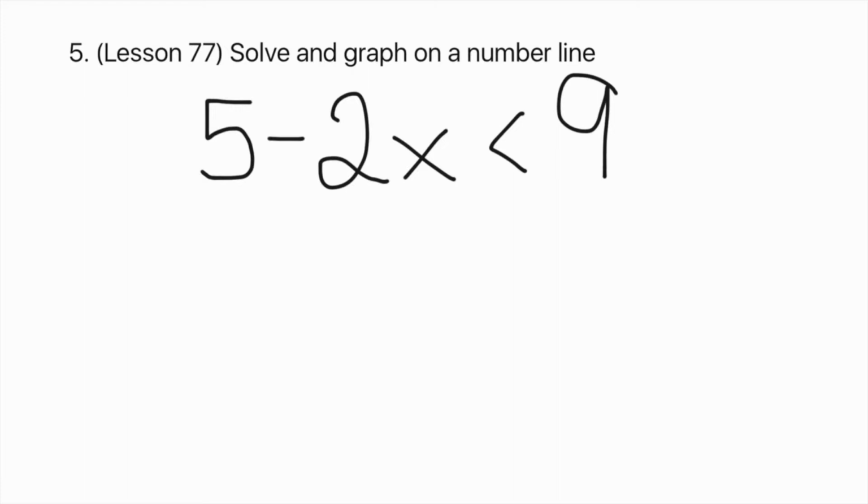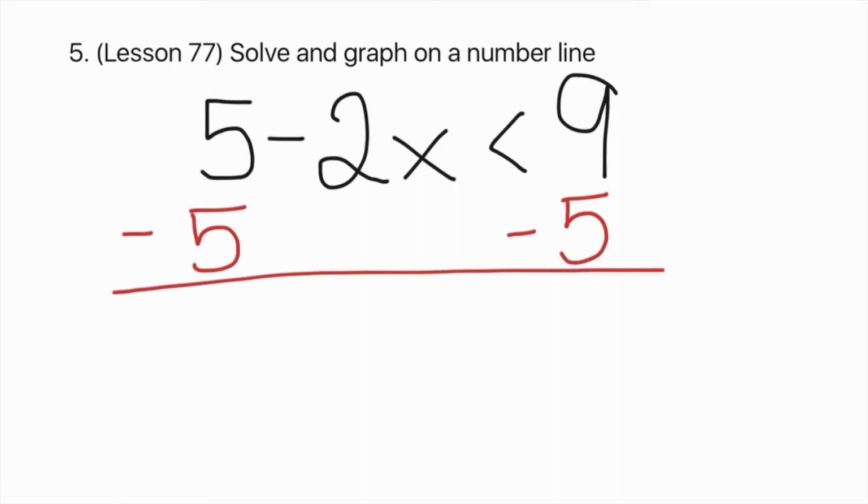Now, one thing I do want to point out is I've already noticed that it's a less than sign. And so I know when we graph this on a number line, it's going to be an open circle. I'm going to start by subtracting 5 from the left, because 5 minus 5, it'll cancel the 5s out on the left, which is exactly what I want. But remember, everything I do to one side, I have to do the other. So I subtract 5 from the right side of the inequality too.